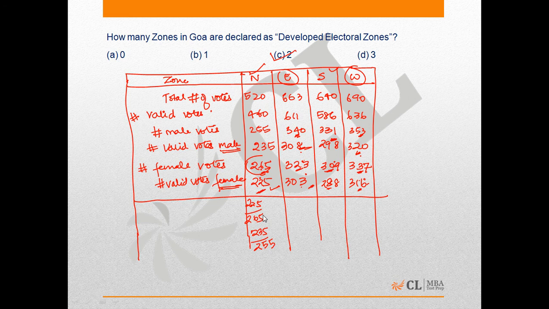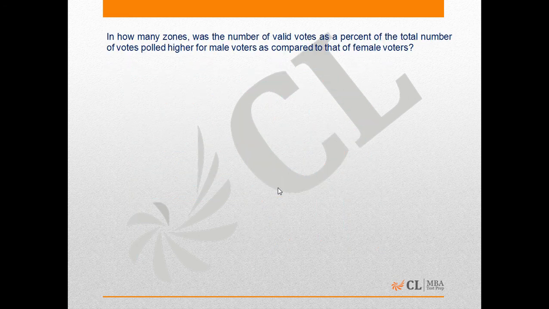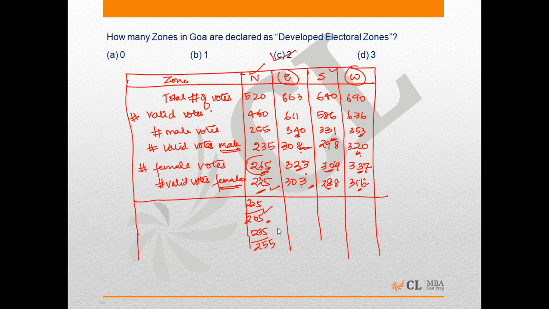So for female, the denominator is larger than the numerator, so this one is for female and this one is for male. So when you compare the denominator of male versus female, the denominator is larger in female and numerator is lesser. So obviously the male percentage has to be higher. Okay, denominator is larger in female and numerator is lesser, so the fraction has to be lesser.